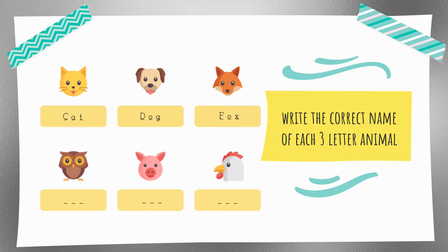The fourth animal is an owl. Owl is spelled O-W-L. The fifth animal is a pig. Pig is spelled P-I-G. The last animal is a hen. Hen is spelled H-E-N.